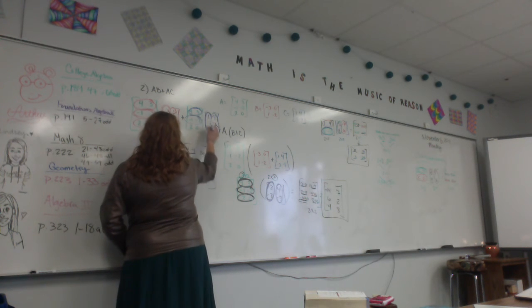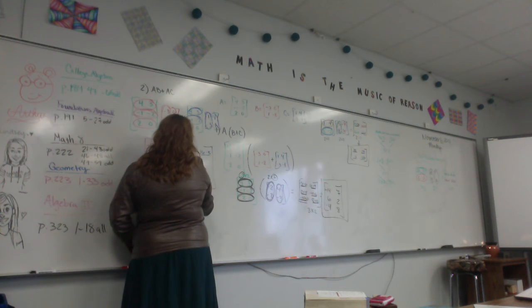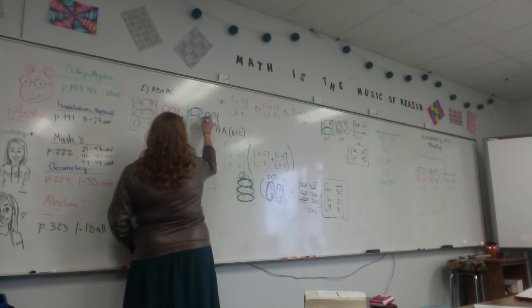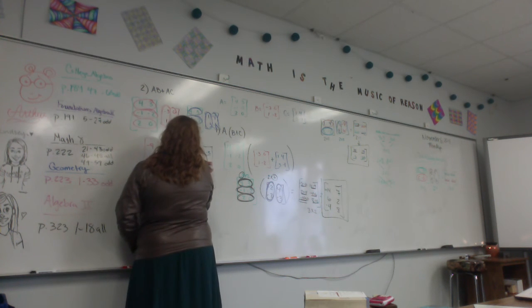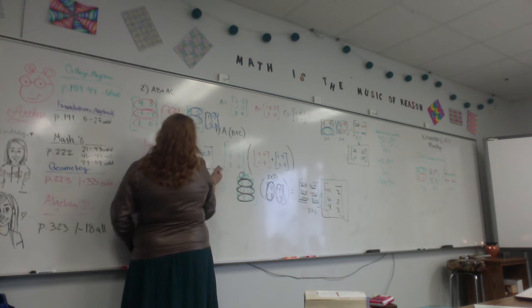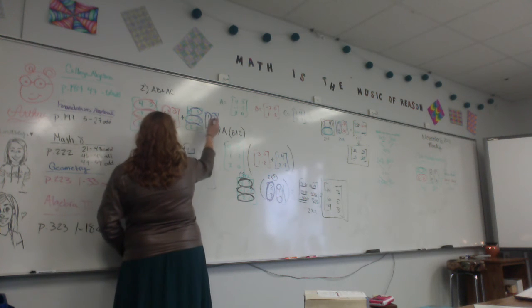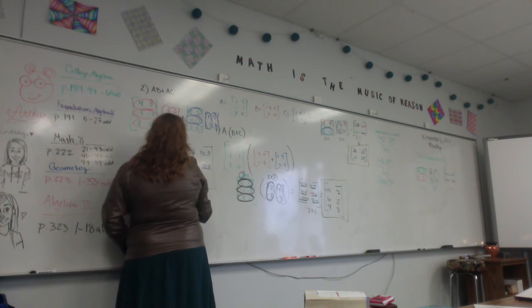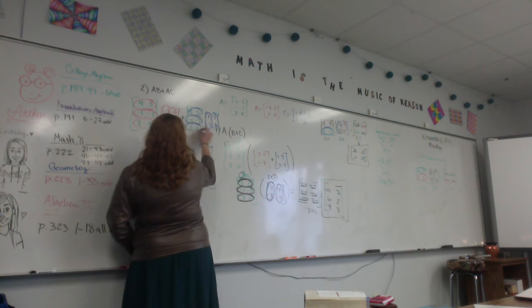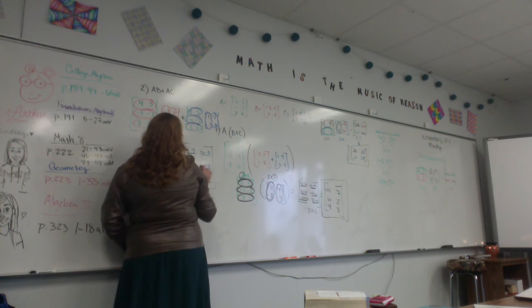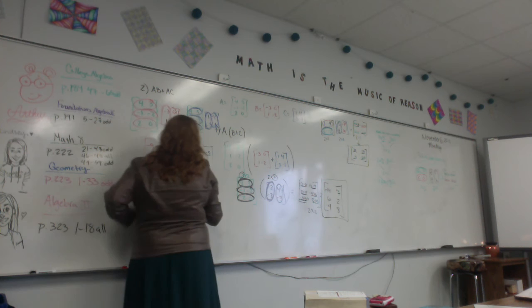Second row, first column. Negative 1 times 1, negative 1. Negative 2 times negative 3, 6. Okay. Second row, second column. Negative 1 times 4, negative 4. Negative 2 times negative 1, 2. And the last row, first column, 2 times 1, 2. 0 times negative 3, 0. And last row, last column, 2 times 4, 8, and 0 times negative 1, 0. Okay, let's change these.